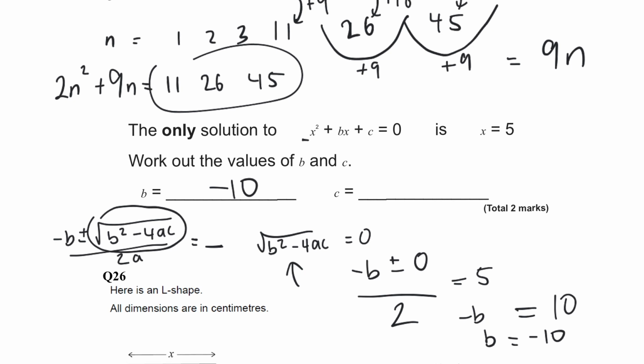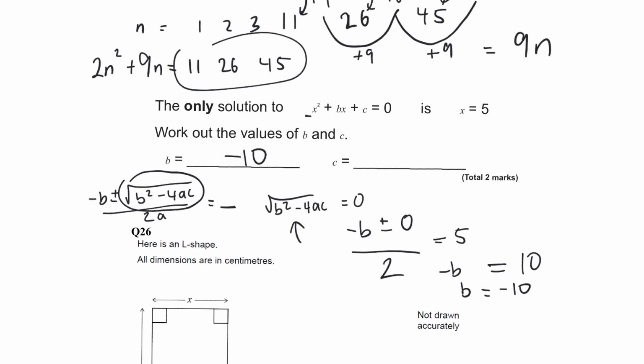So let me just zoom out briefly. If that's equal to 0, then b squared minus 4ac would also be equal to 0. So we know our value of b is minus 10. So then, minus 10 squared minus 4 times 1 times c is equal to 0.